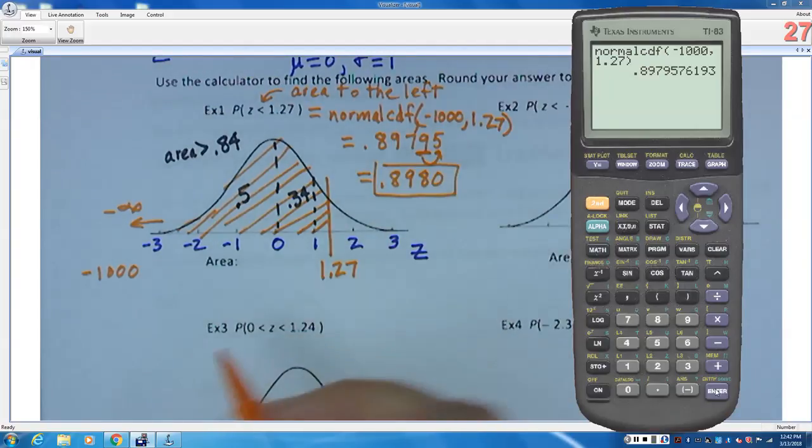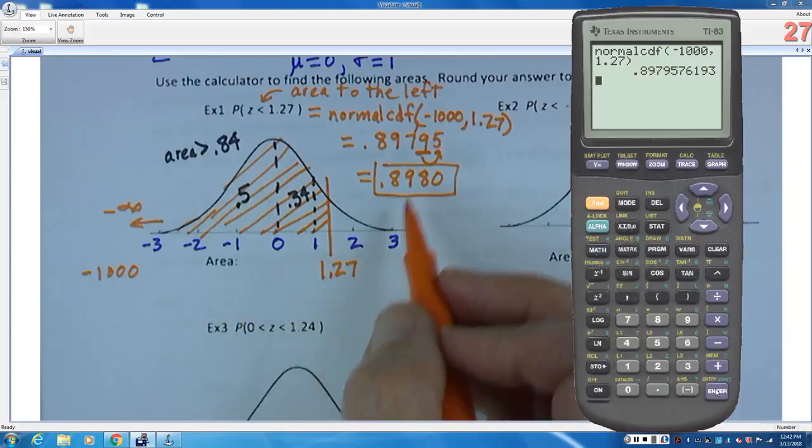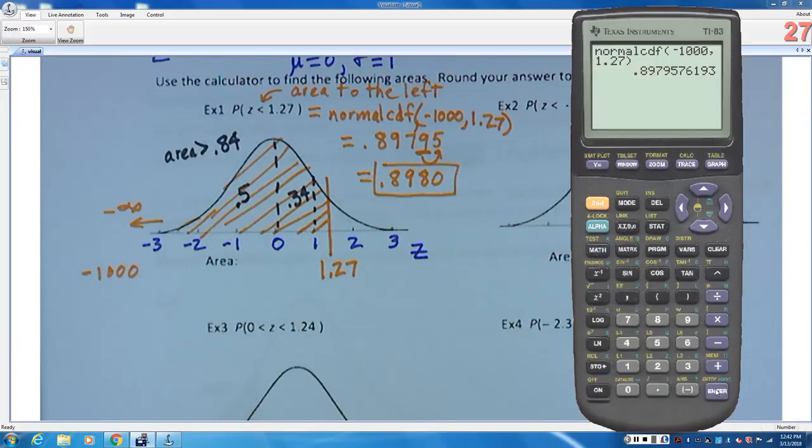That's our area. You can write it down here. I boxed it in. Okay. That's how you find less than. You go, it's the lower limit.